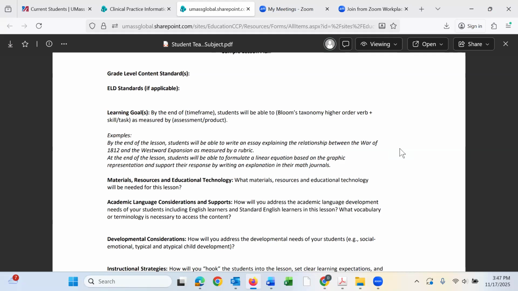This is probably the same examples you've seen because similar information is used in your different assignments throughout the program, in different courses where you're taking standards and writing content learning goals and ELD learning goals for them. So these are the same things you've probably seen in those courses, but it might be easier to go into the handbook rather than going back into those courses to find this information.